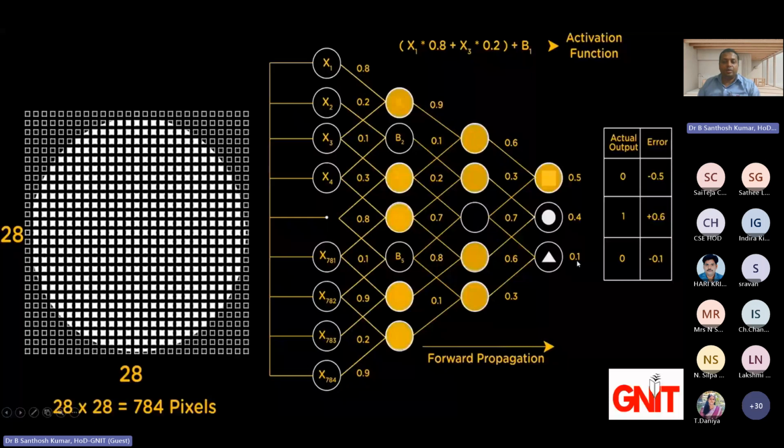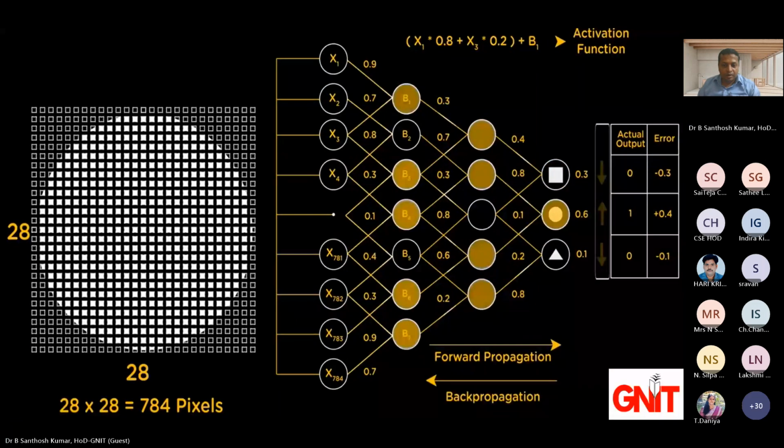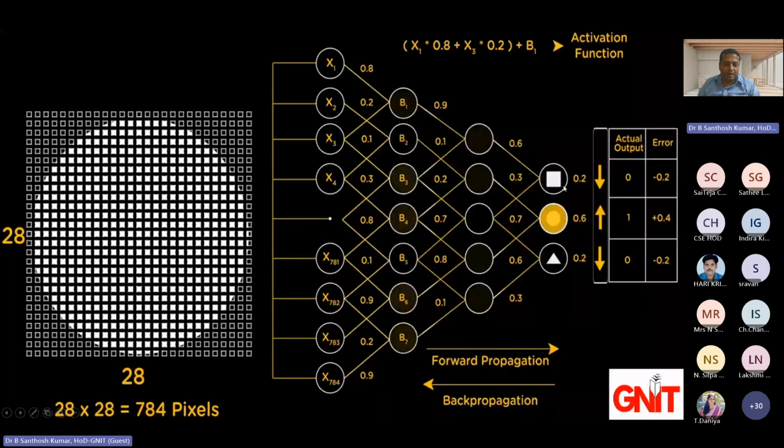According to that error, I change the weighted values by applying the delta value, with the help of back propagation. The next time it is fine tuned, and I get 0.2 for class A, 0.6 for class B, and 0.2 for class C. Even though class B is now higher, I again have to calculate the error.